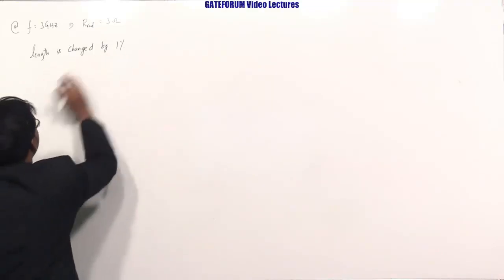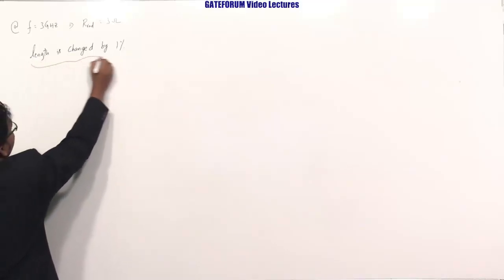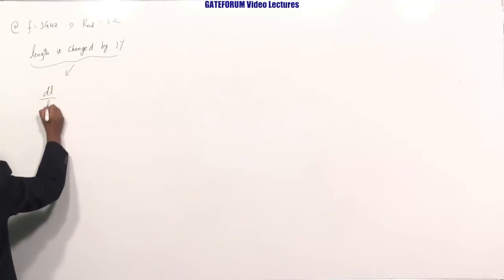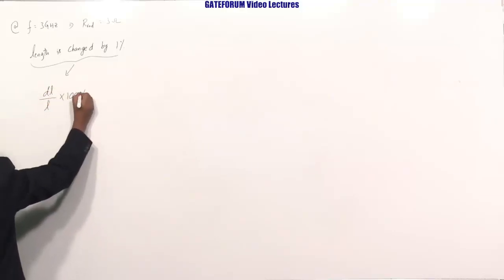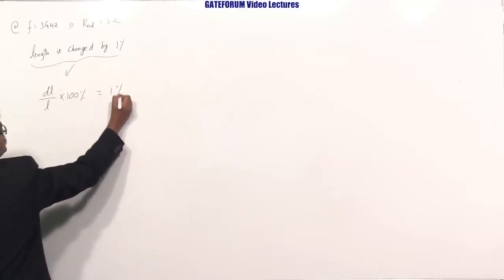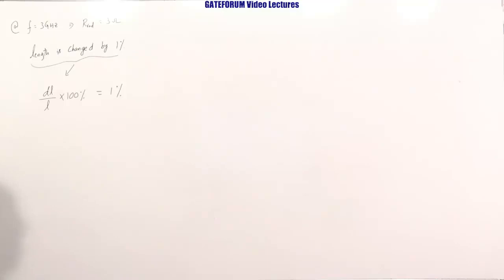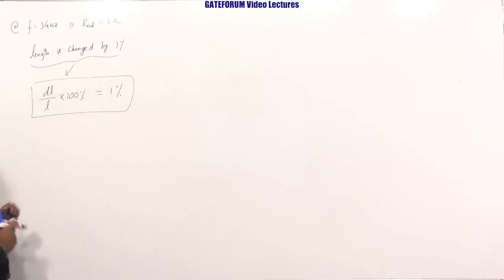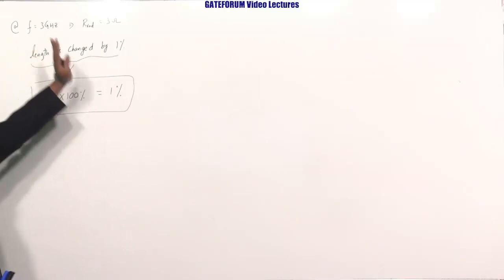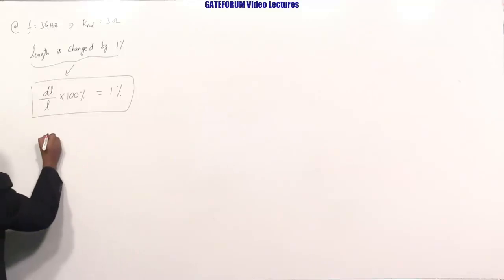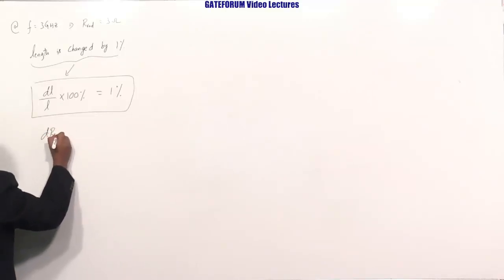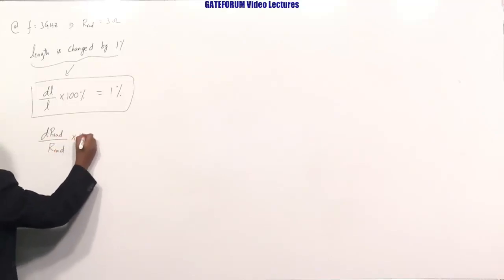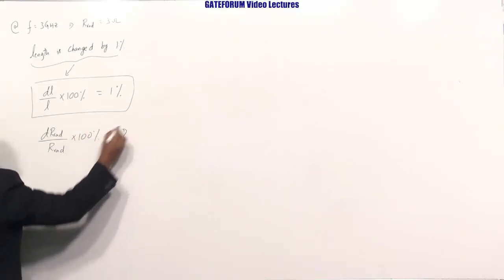Length is changed by 1%. How can we represent the change in length here? That is nothing but dL by L into 100%. They have given us this as 1%. So whenever the length is changed by 1%, what is the change in radiation resistance? You have to determine the percentage change in the radiation resistance, that is, the change in radiation resistance with respect to radiation resistance into 100%.